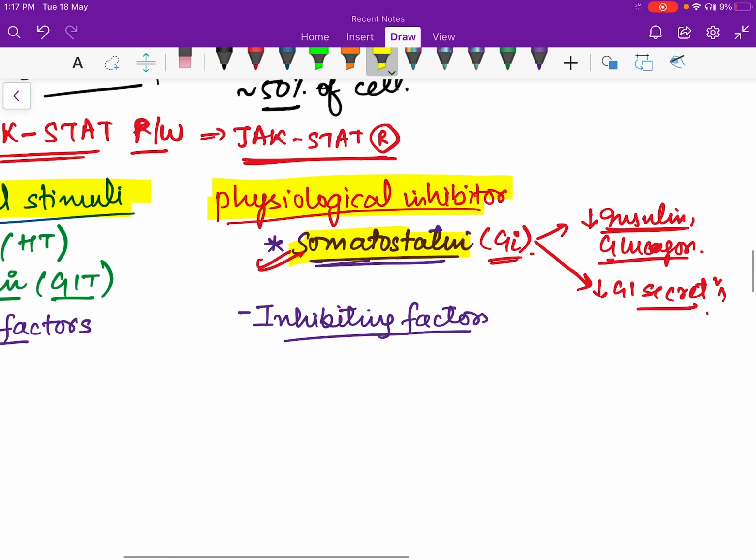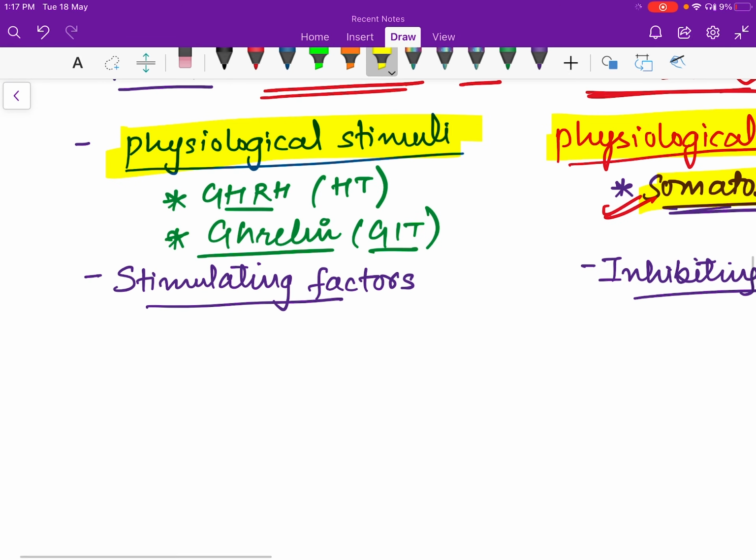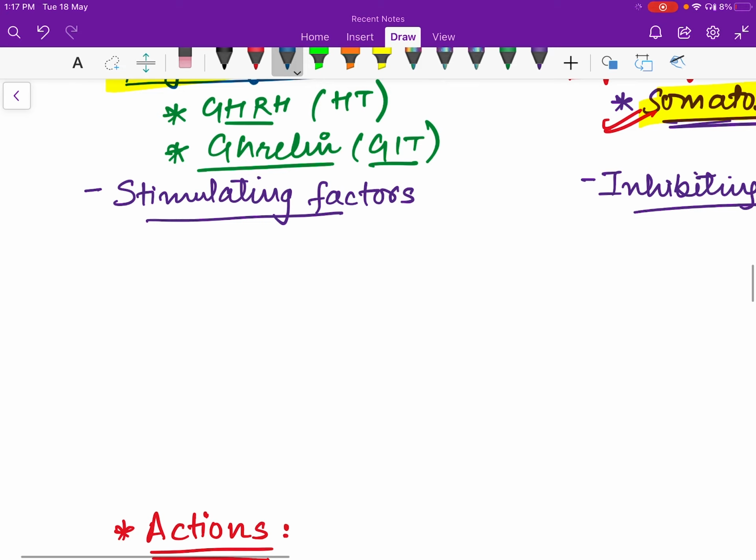Now, these function physiologically. What are other factors that cause increased or decreased growth hormone production? First, let us see increased growth hormone production. Practically any factor that can produce hypoglycemia.